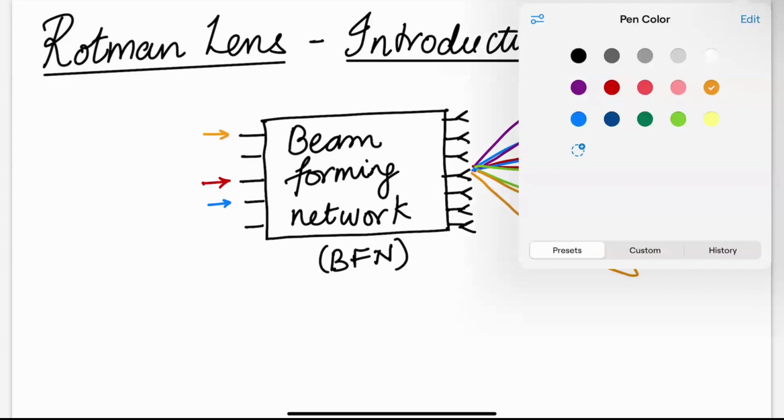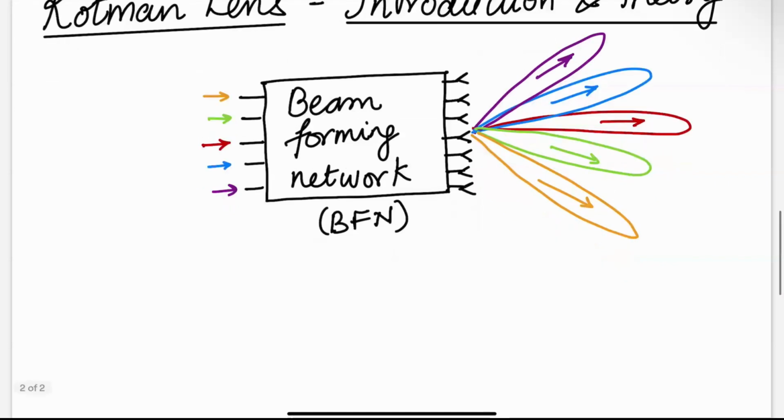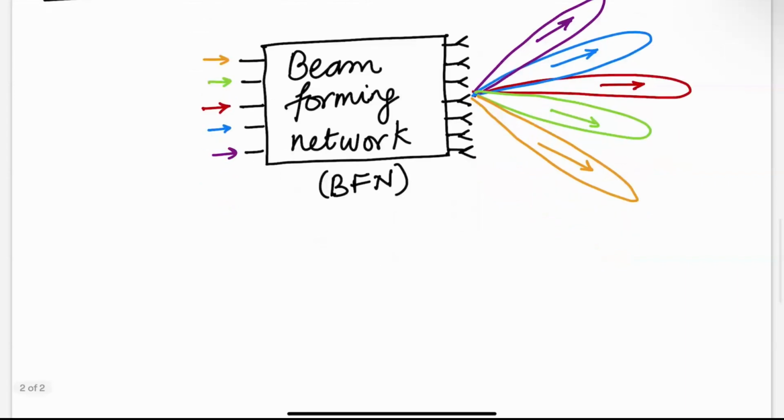We used purple, which would be this port goes there, and green, so this port goes here. Depending on which port you excite, you get a beam in a specific direction, and there is a discrete number of ports on the left, so you get a discrete number of beams. That's a very useful thing to have, and these networks are called beamforming networks. The Rotman lens, in fact, is a beamforming network. It's one way to do this. There are other ways, like a Butler matrix, but we won't be discussing those today.